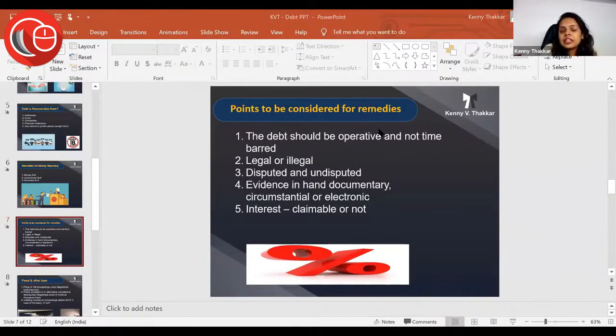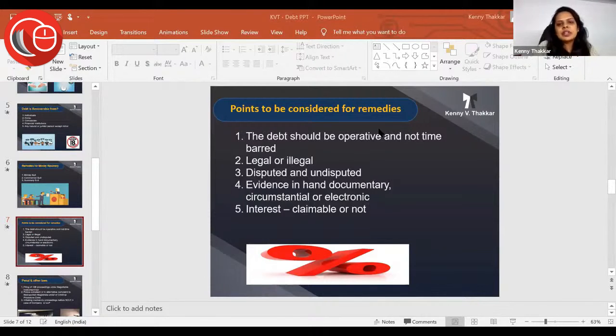And what are the evidences that you have in hand, documentary, circumstantial or electronic? This is a very interesting and vast topic in itself. Evidence means the documents on the basis of which you are claiming that this is a debt that I am owed. In a court of law, the burden of proof is always on the plaintiff, that is the person making the claim. So if I say this is a debt that I want to recover, then I have to come with documentary, electronic or circumstantial evidence which explicitly makes out my case that this is the amount owed pursuant to this transaction.